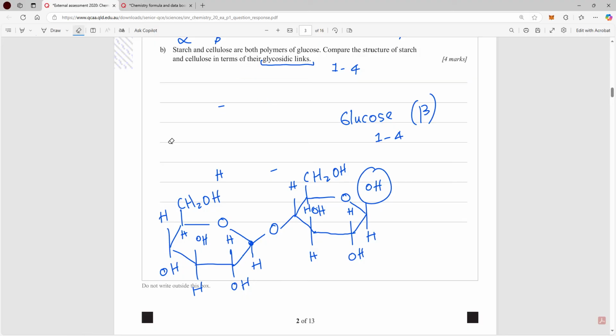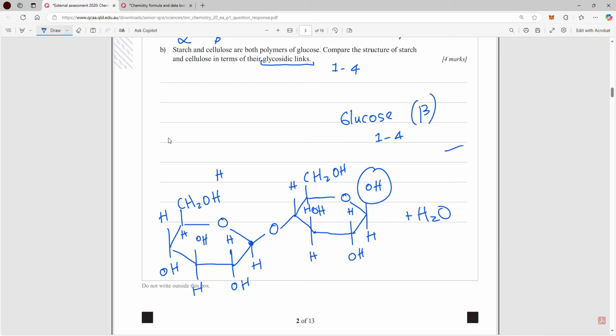So this is just two of them joined together, but this is an example. Oh, and there's also water as well. Okay. So this is pretty much a huge structure of this. So imagine n lots of this. This is what cellulose looks like. So this is the 4, and that's the 1. So that's what they mean by a 1,4 glycosidic bond.